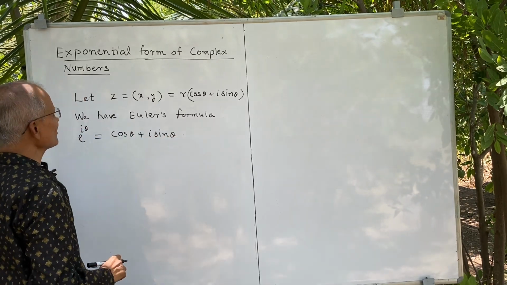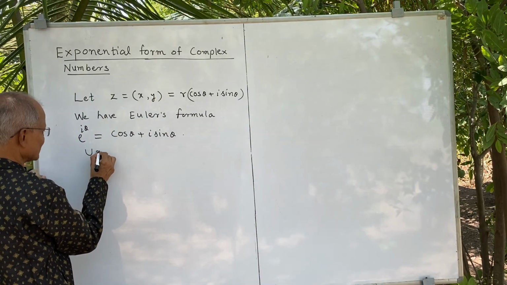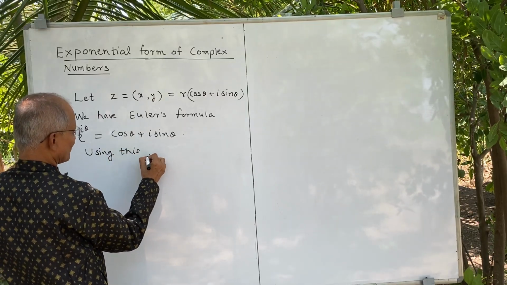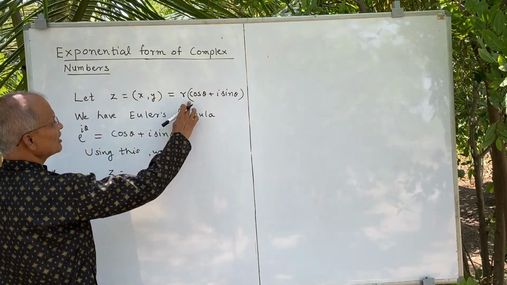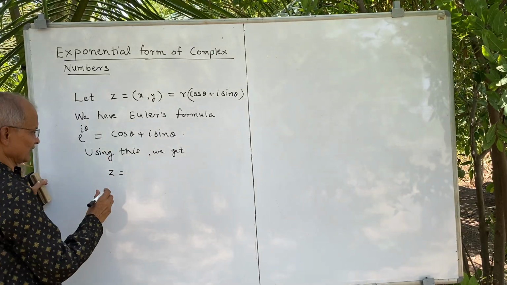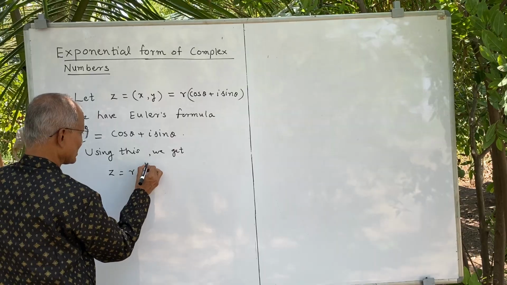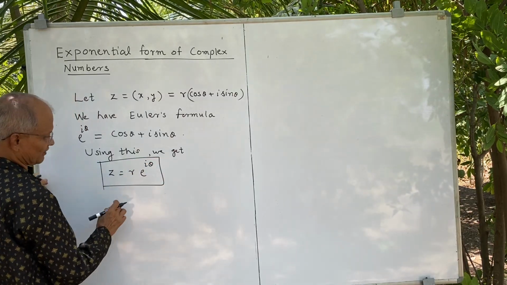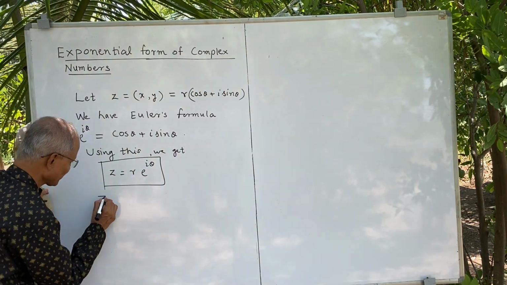So, using this formula the complex number z becomes z equal to r, and cos theta plus i sin theta is e power i theta by Euler's formula. So z is r into e power i theta. This is the exponential form of a complex number because it is written in terms of the exponential function.